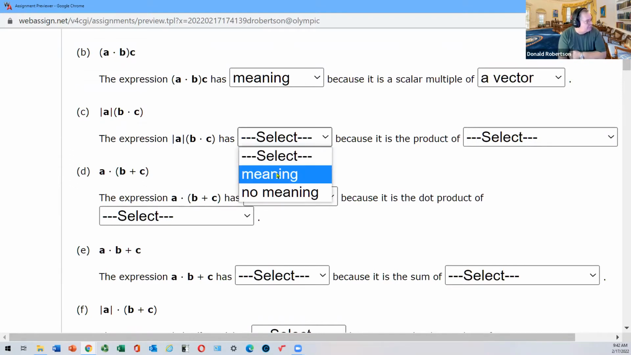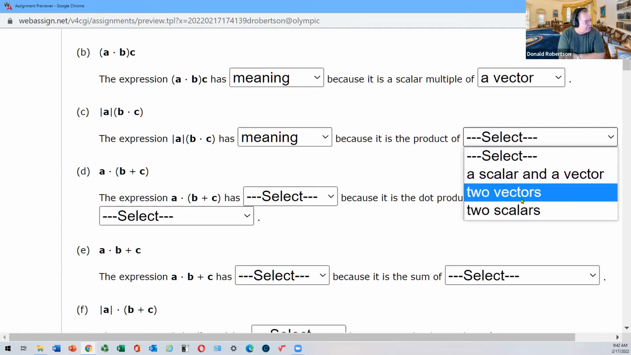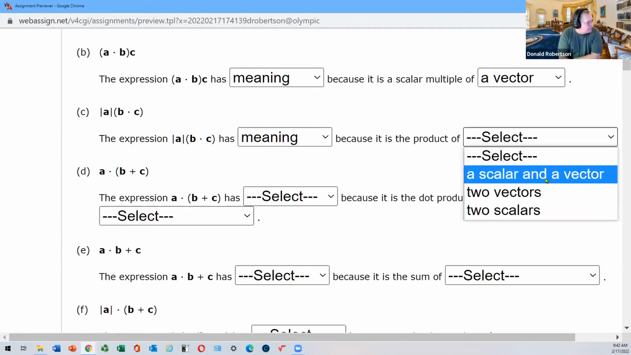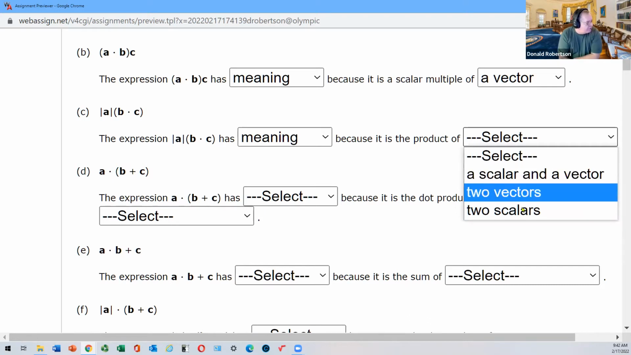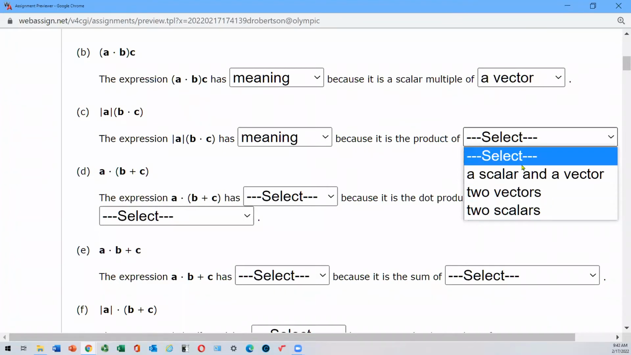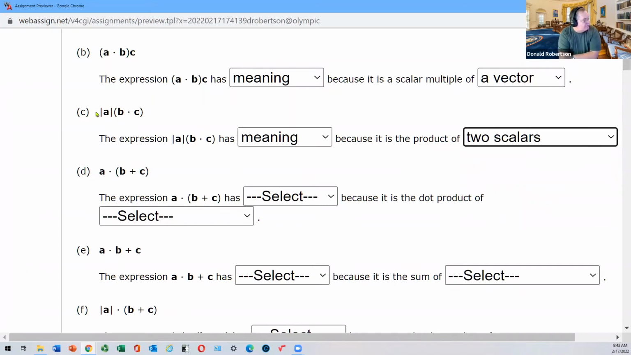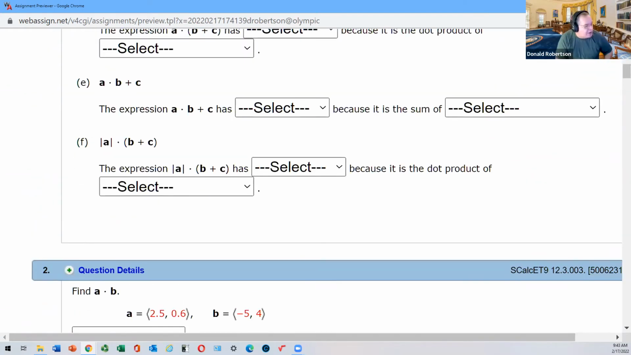Nods, I saw. So if the answer is yes, it has a meaning. Why? Because the answer is a scalar and a vector. No, I don't think I would call it that. It's two scalars. It's asking if it's the product of that. Oh, it's a product of essentially two scalars then. Scalar just means a number, right? So that's a number, and isn't that a number? Isn't that a product of two? Right, I'll let you have fun with this. And that is the end of that section.